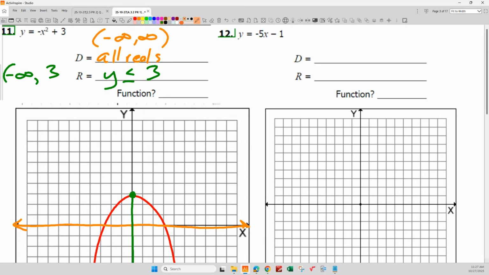What goes with the 3? A bracket or a parenthesis? A bracket, you bet, because I'm including the equal sign and I've got a closed endpoint. Is it a function? Does it pass the vertical line test? Yeah, it does.